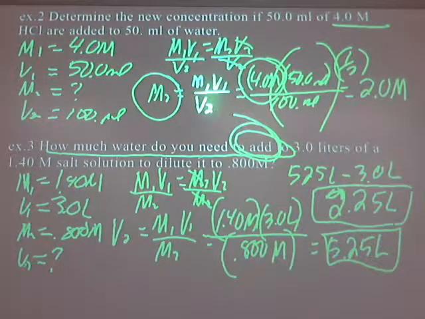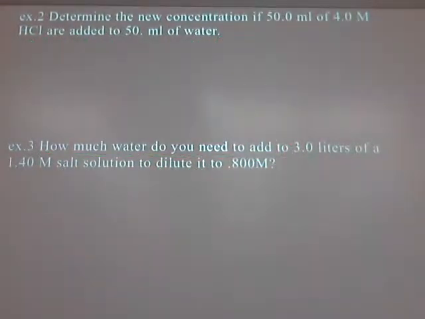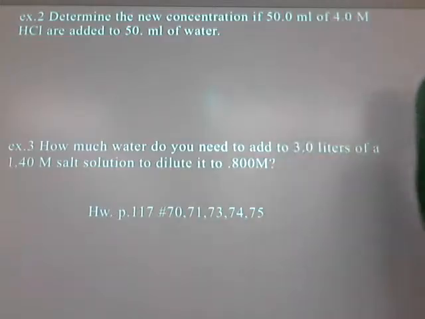I think that's the last one on these, and I have more problems to do. All right. Those are the homework problems. They are all dilutions. You'll be solving for M1, V1, and M2, V2, one or the other in those.